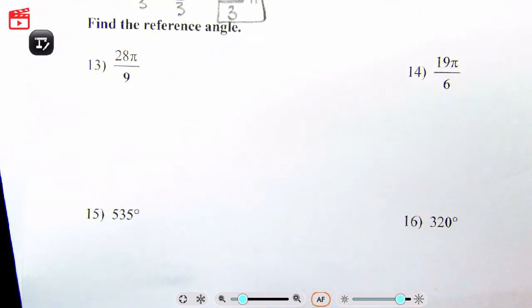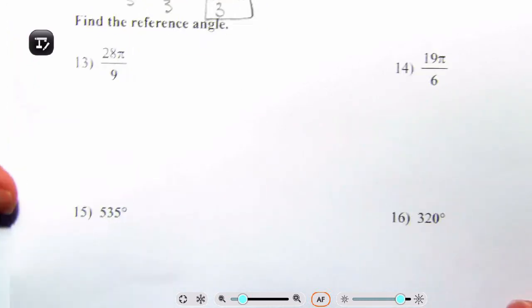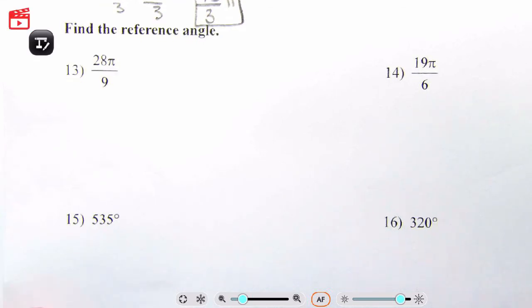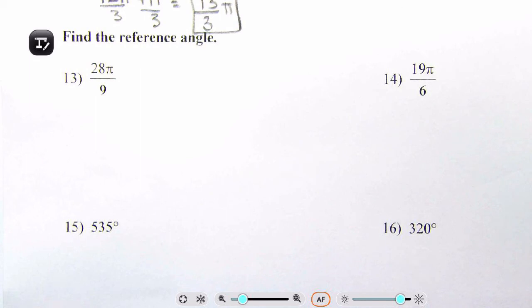Moving on to questions 13, 14, 15, 16. It's asking you to find the reference angle. Reference angle, again, is positive and acute, which is less than 90 degrees, starting at the x-axis and going all the way up to the terminal ray. It has to be small and acute. If you wish, you can draw it. It might be easier for you to draw it.